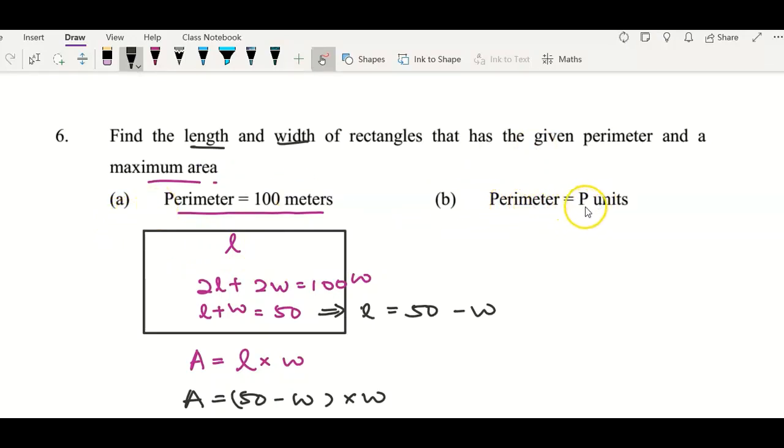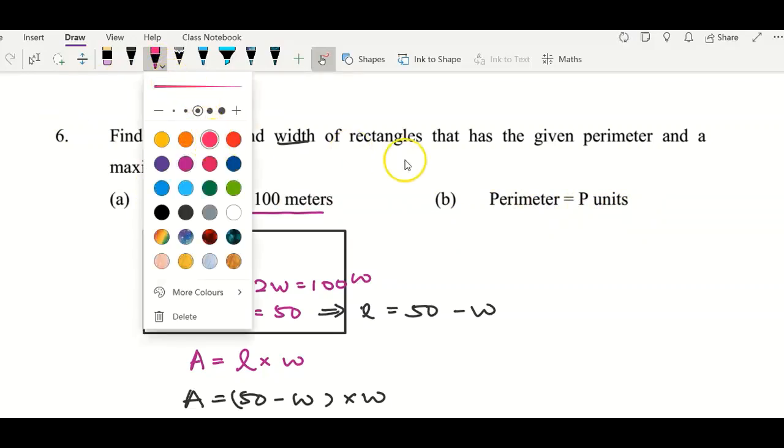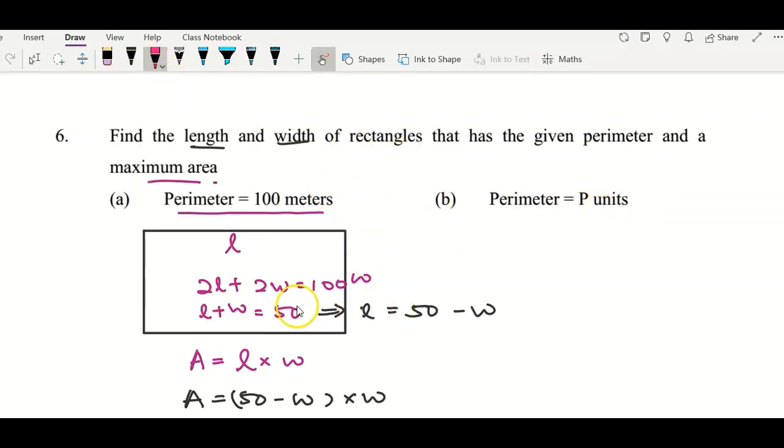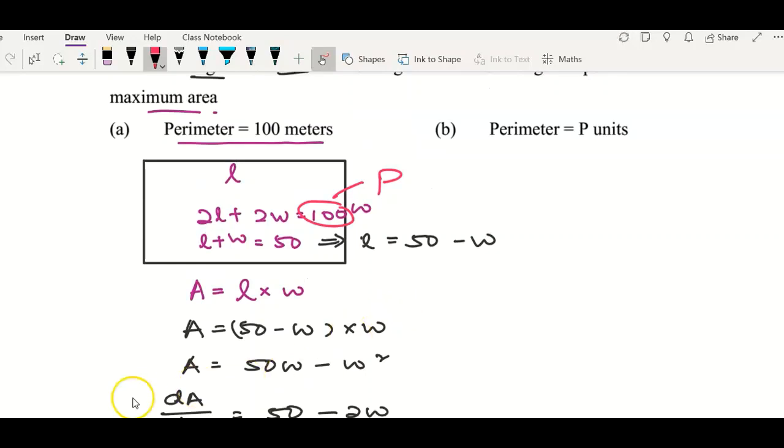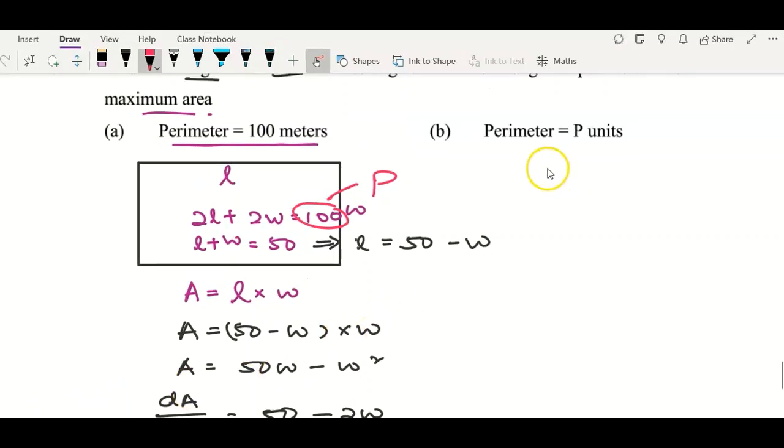And for question 6b, it's similar to question A, but the perimeter, they change it into P units. Meaning that later on, you're going to substitute the 100 over here as P. Then you follow the same method, same approach, and you can get your answer. The answer is P over 4. L is P over 4 meter, and W is also P over 4 meter. So this is the answer, and you may try it out using the same method as A.